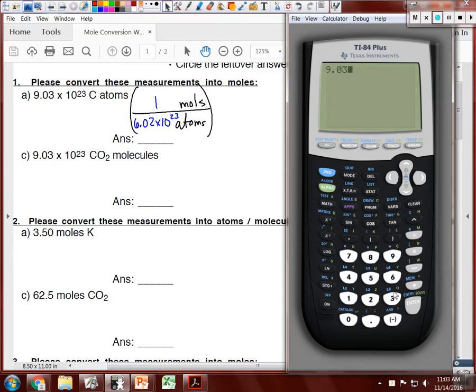So we've got 9.03 times 10 to the 23rd. Now, am I multiplying or dividing those numbers? Dividing, very good. Make sure that you know why we're dividing these numbers, because one's on top and one's on bottom. So divide by 6.02 times 10 to the 23rd, and then I'm going to hit equal.